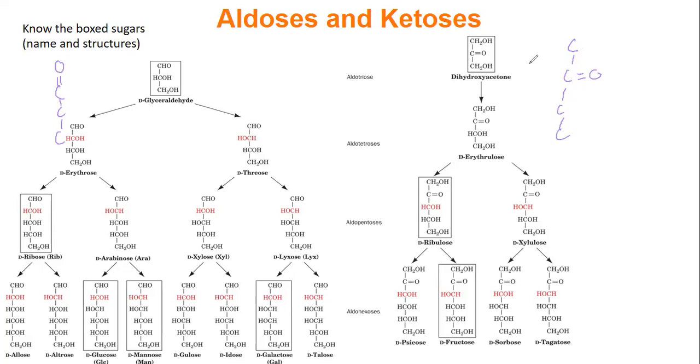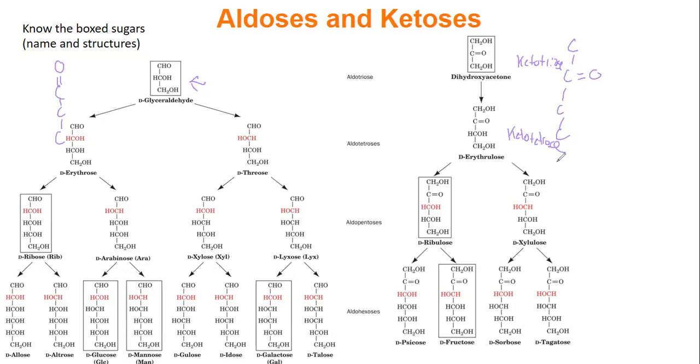And the way we generally name our sugars is we just say is it an aldose, then we name how many carbons are in it. So this is an aldotriose. This would be a ketotriose. Aldotetroses, tetroses. This is a ketotetrose, and so on and so forth.